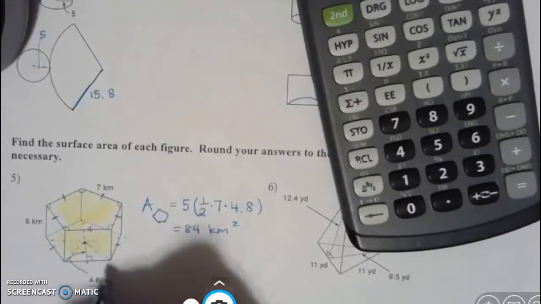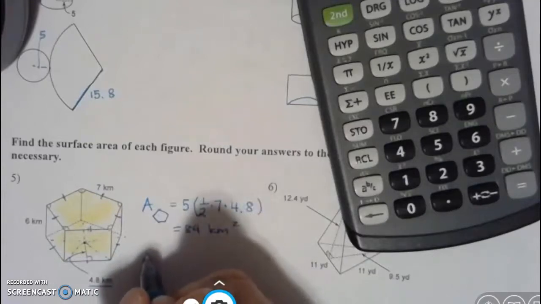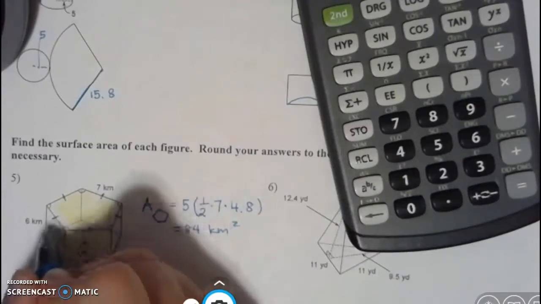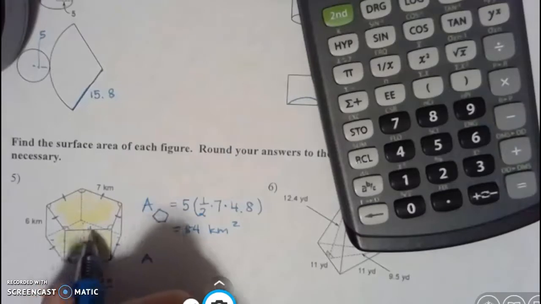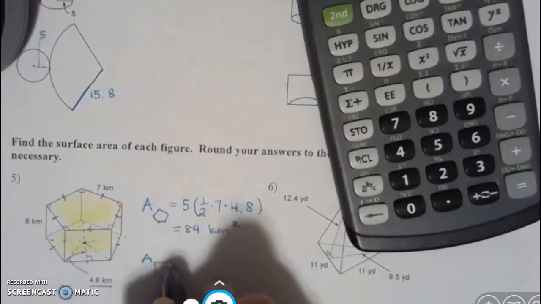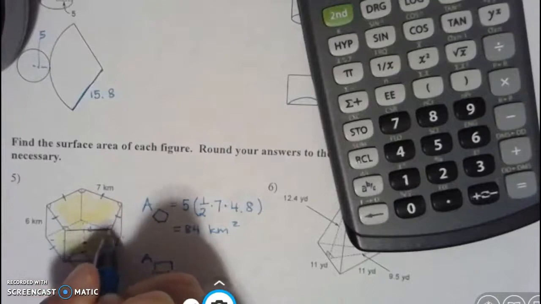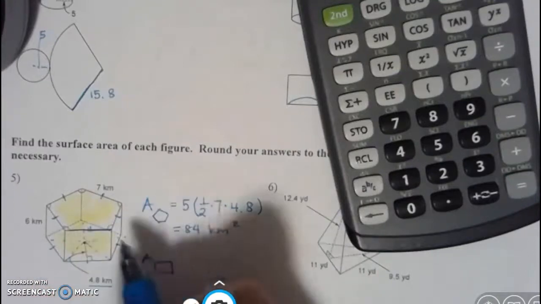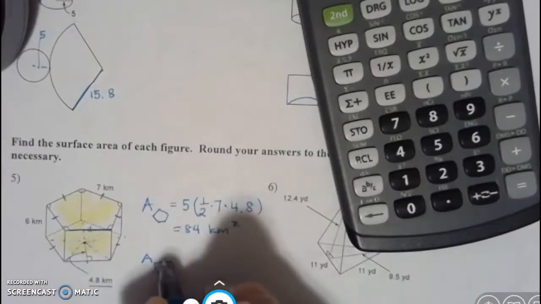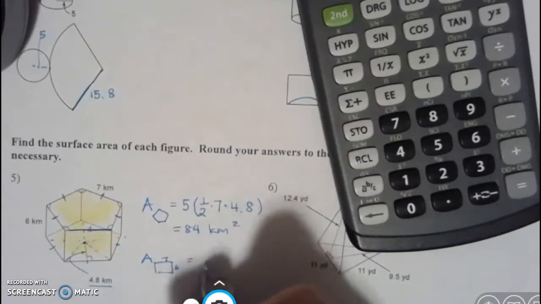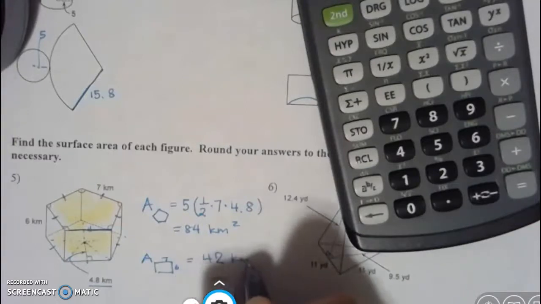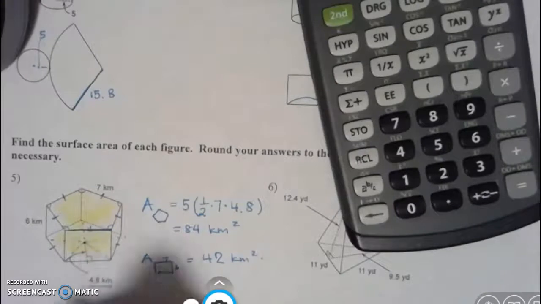Of course, we have two of those that we need to take into account. What about these rectangles? How many of those rectangles do we have? We have 1, 2, 3, 4, 5 surrounding. But they are going to have the same dimensions because it's a regular pentagon. This length is going to be 7, and the height is 6. So this rectangle's area is 6 times 7 is 42 kilometers squared.